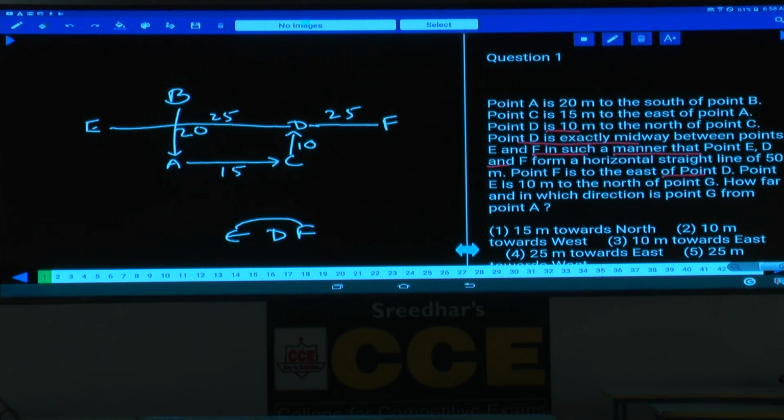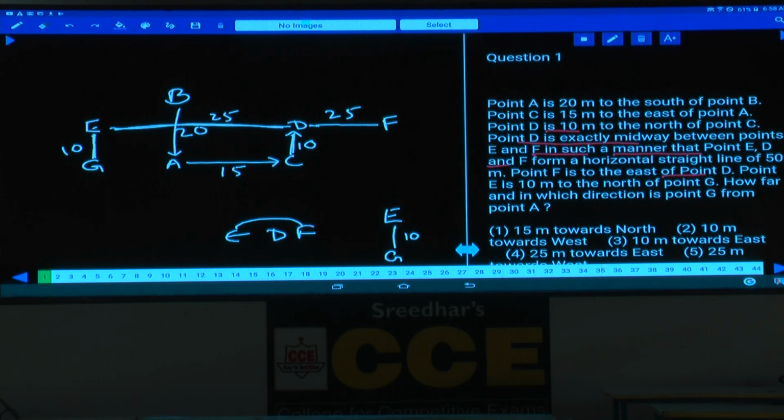Point E is 10 meters to the north of point G. E is 10 meters to the north of what? E is 10 meters to the north of point G. As E is 10 meters to the north of point G, now this is 10, isn't it? Now what is the distance between C and D? 10. Now here, this is also 10. Hence these 2 points, what are those 2 points here?